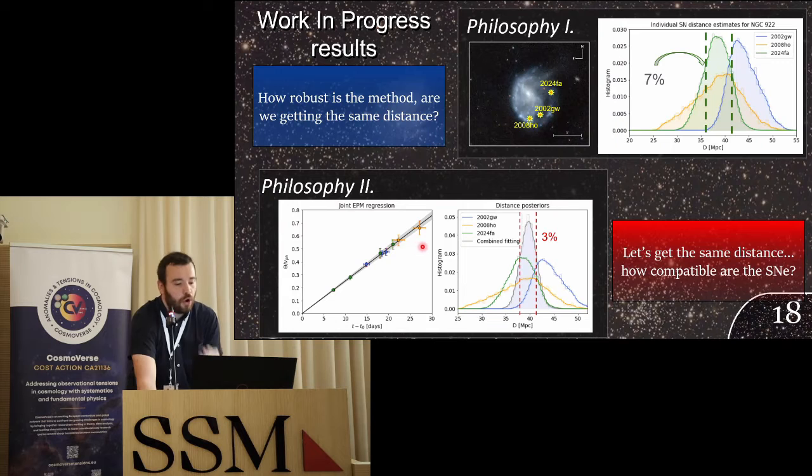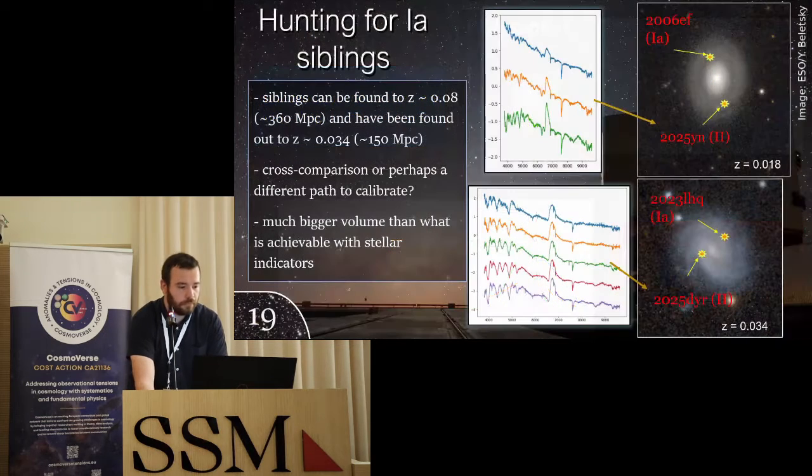We can combine the distance measures of the supernovae to get a final combined posterior for the host galaxy distance, which would allow us to get very high precision anchors for other methods, for example. So for this example, we can go down to 3% precision by combining the data from all 3 supernovae in this one host galaxy.